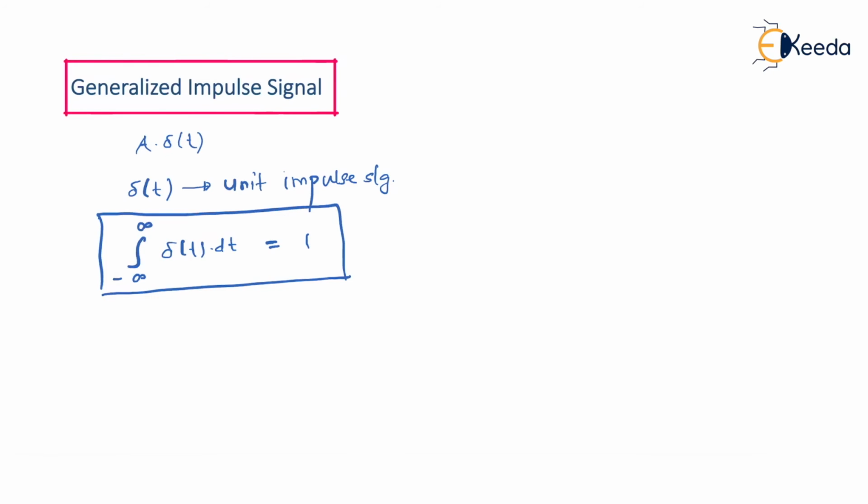Understand, integration gives you area under the curve, and we know that the area under the curve of unit impulse signal is equal to 1, and that's the reason why we call that impulse signal a unit impulse. So the word unit is very important because it has area equal to 1.